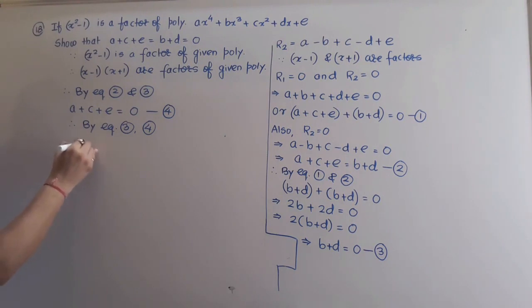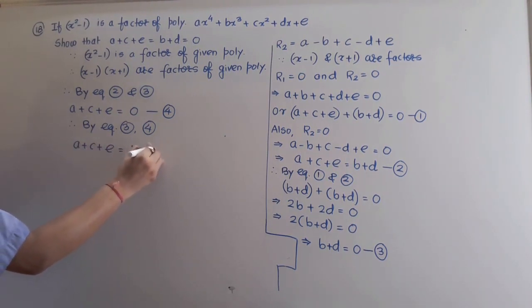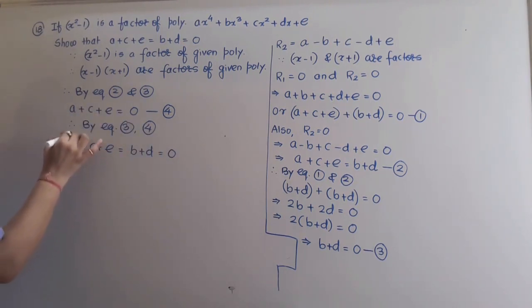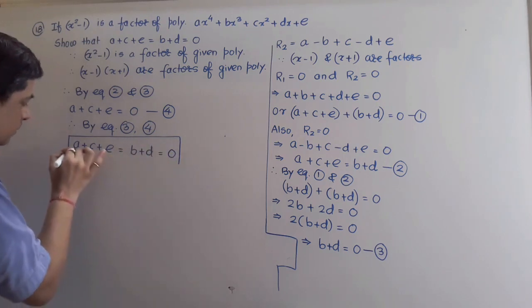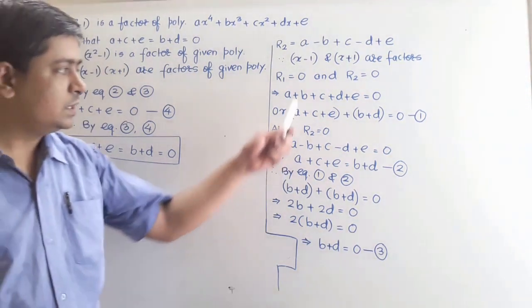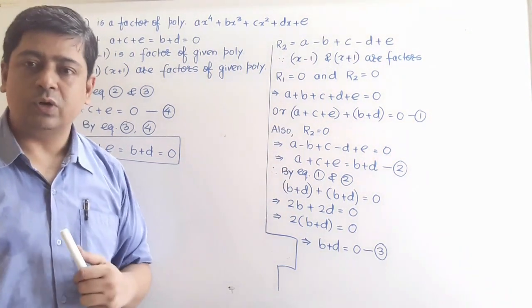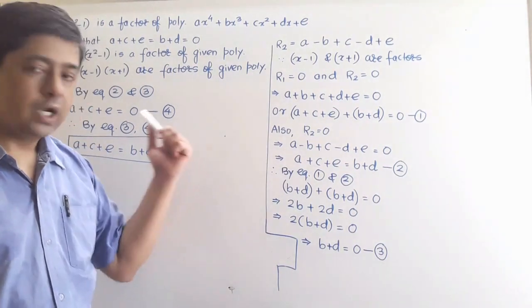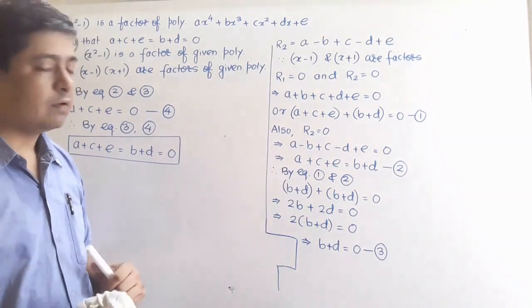We got a plus c plus e equal to b plus d, and these both values we got equal to 0. This is only what is required to be proved in the question. This question also came in the examination many times earlier, but many students are not able to solve it because they get confused in these two equations and they are not able to solve it properly. So I have shown you how you can easily find the required solution.